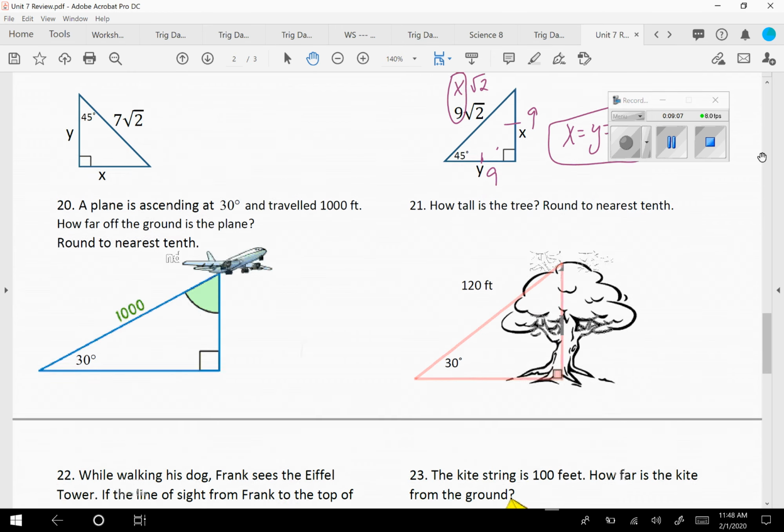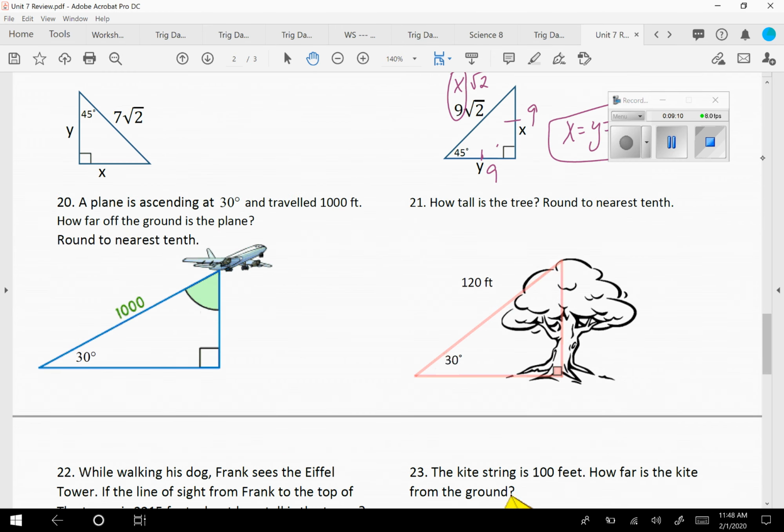All right. Question 21. How tall is the tree? Round to the nearest tenth. Okay, how tall is the tree here? This is a 30, 60, 90 triangle. They give us the hypotenuse because it's across from the 90. And then here, the 30, this is your short side. You look at the 30 and you go across, and that's your short side. So how do I go from the hypotenuse to the short side? Your short side is the hypotenuse divided by 2. So 120 divided by 2, it's going to be 60.